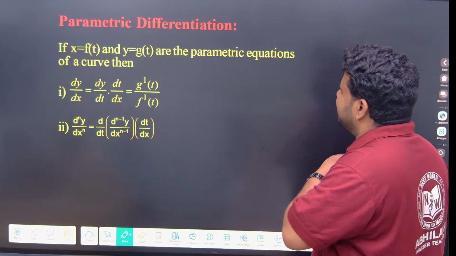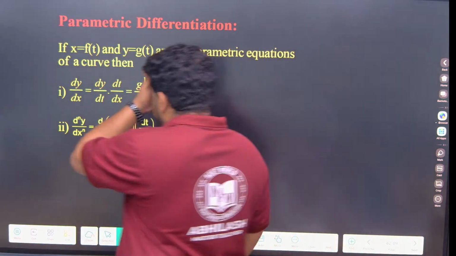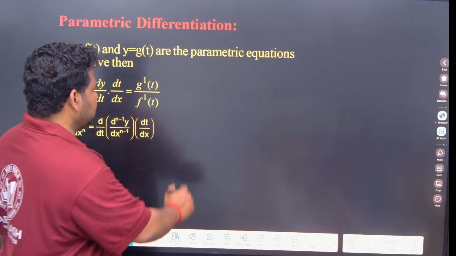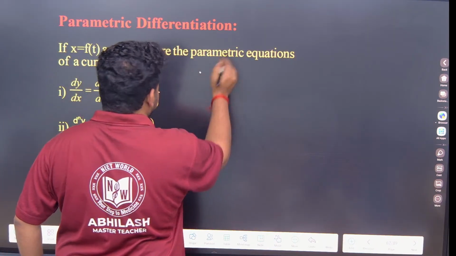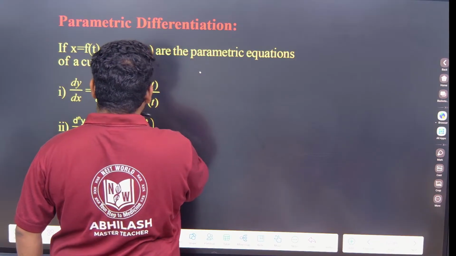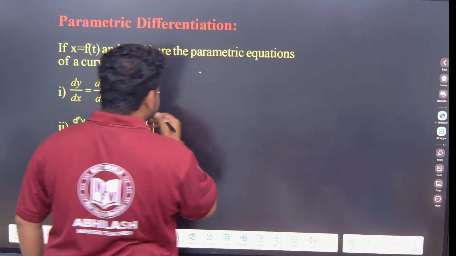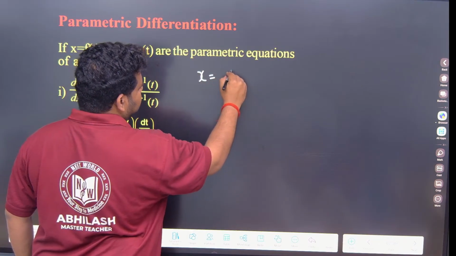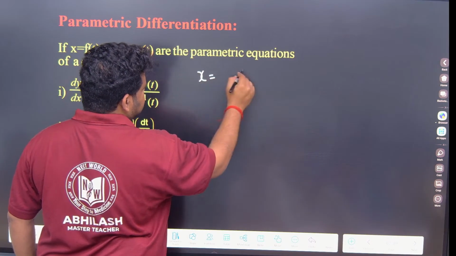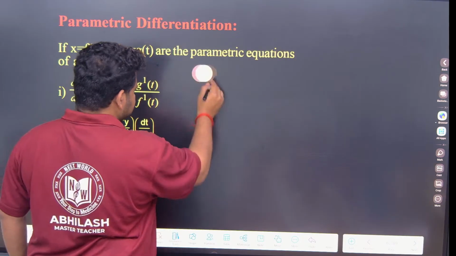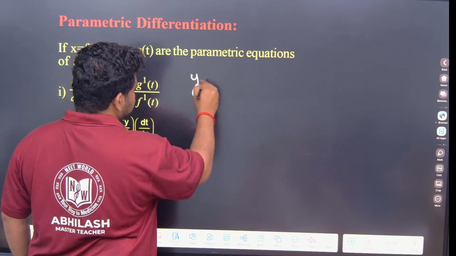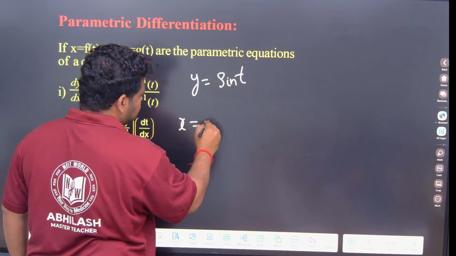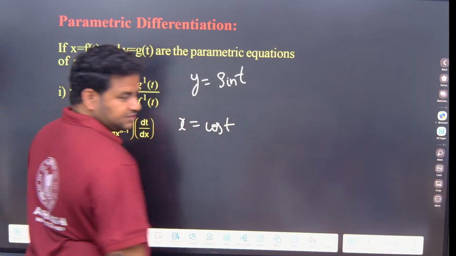Next, parametric differentiation. Parametric differentiation is important. Now see here, if we talk about parametric differentiation, suppose dy by dx, dy by dt. Suppose we have x given as cos t.